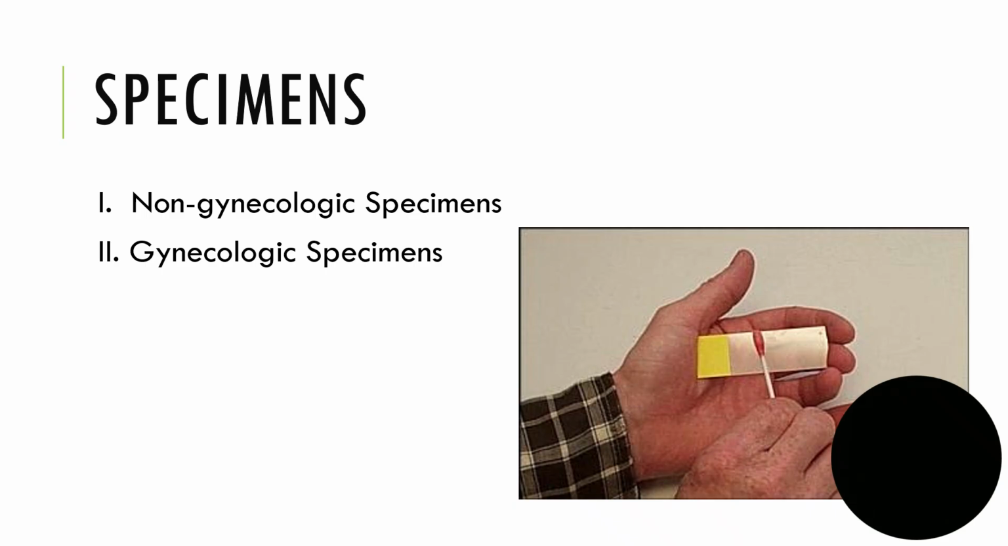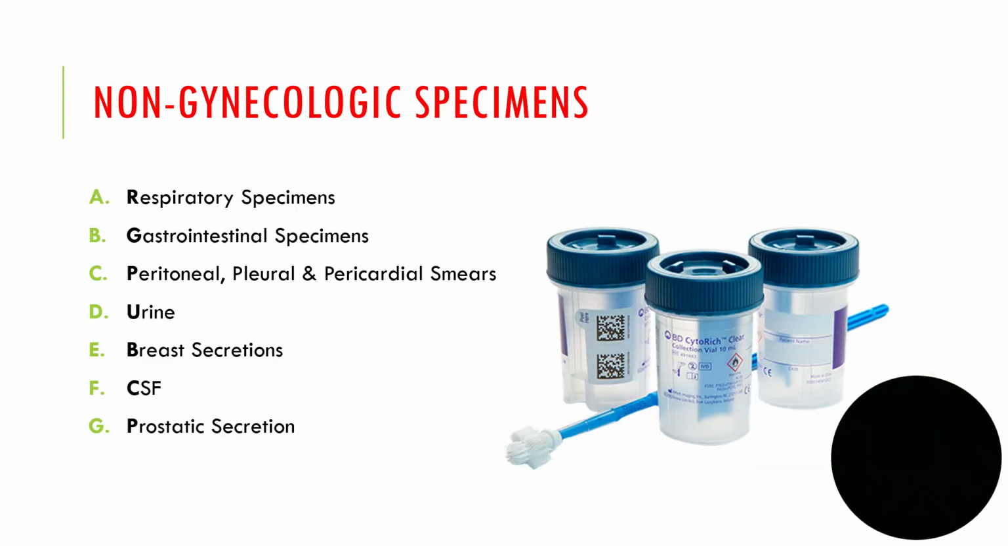So let us start with the non-gynecologic specimens. Non-gynecologic specimens include a wide range of body fluids and secretions from various organ systems. Let me give you the complete list. So we have respiratory specimens, gastrointestinal specimens, peritoneal, pleural and pericardial smears, urine, breast secretion, cerebrospinal fluid, and prostatic secretion. So we will go through each of these systematically. Each has its own collection method, processing requirements, and clinical significance. Are you ready? Let us now begin with the respiratory system.